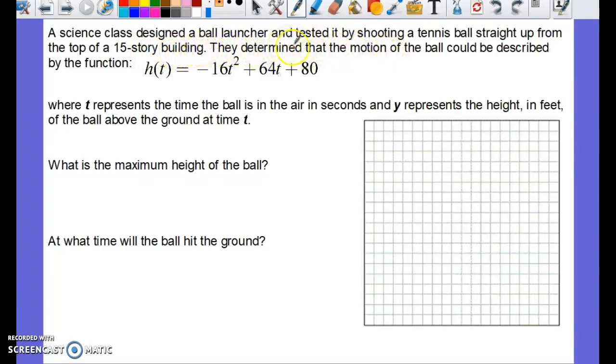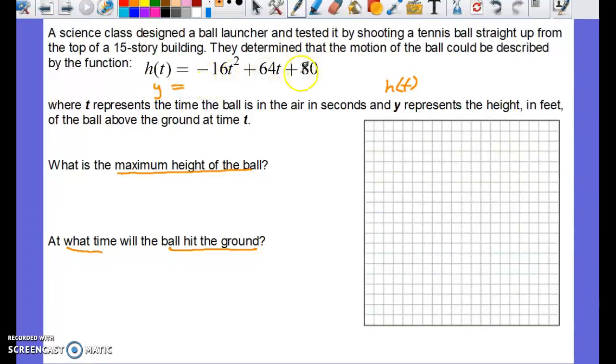The science class determined that the motion of the ball could be described by the function h of t, or the height after t seconds, is equal to negative 16 times the time squared plus 64 times the time plus 80. Now t is the time the ball is in the air in seconds, and h of t, those are the y values, represents the height in feet of the ball above the ground at time t. The questions you might be wondering about: what is the maximum height the ball gets to, and at what time will the ball hit the ground? Well, let's use what we know about these graphs to help us answer those questions.